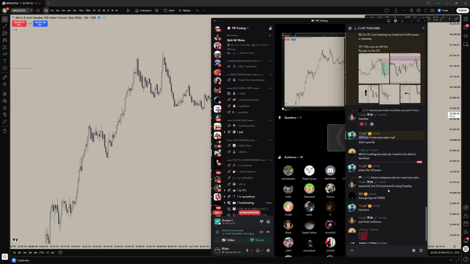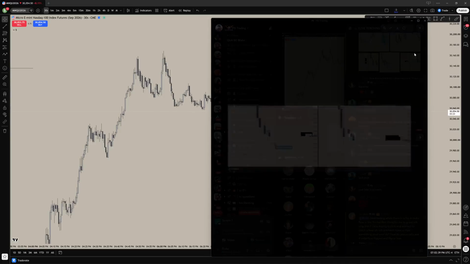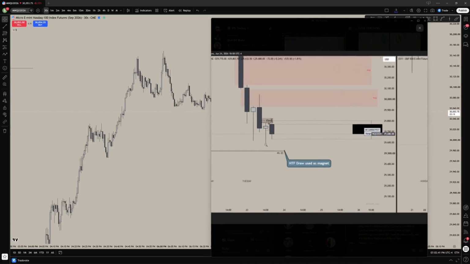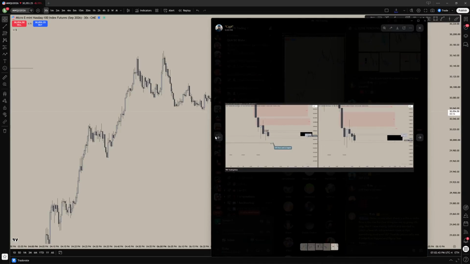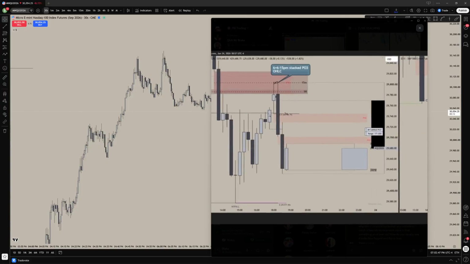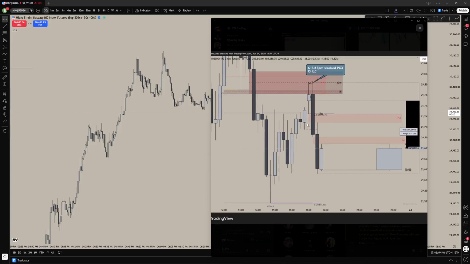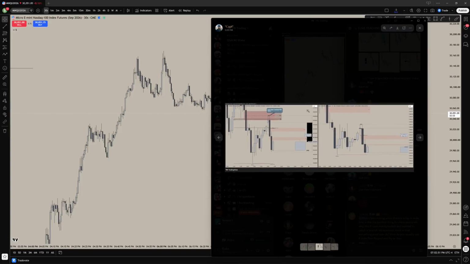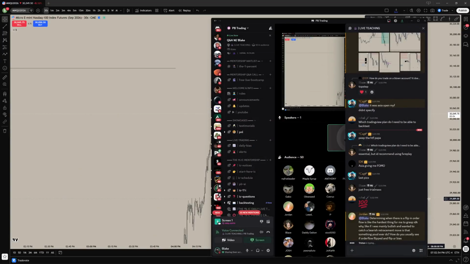Asia giving me FOMO. Last picks. Oh, like in the thing? Higher time frame draw used as magnet. Very nice, yeah. No, it's super nice. Stack PO3, ski. Little SMT, ski, very nice, very nice.